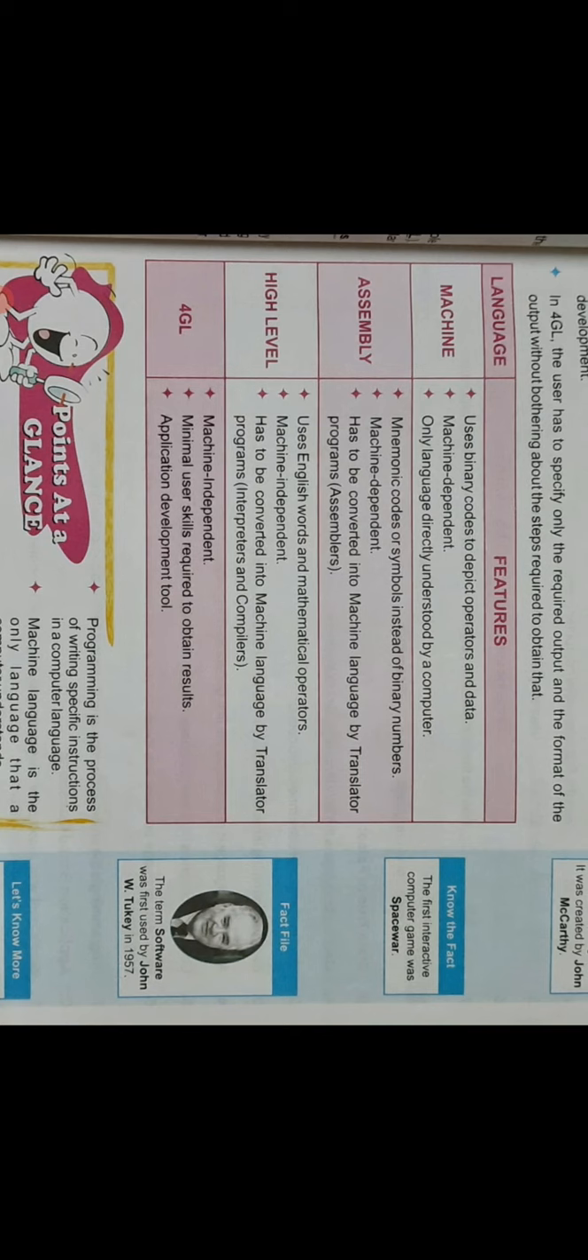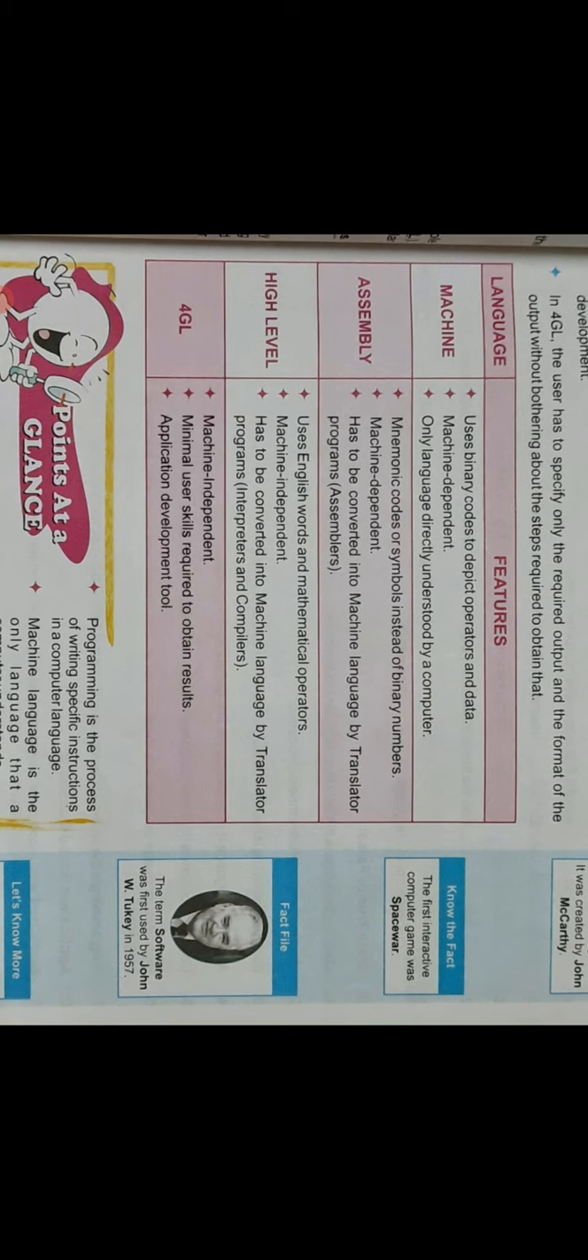Next, number 5. Dash uses simple English words and mathematical operators. In which language? High level language uses simple English words and mathematical operators. Next, number 6. Dash language uses mnemonic codes or symbols. In which language do we use mnemonic codes and symbols? That is assembly language.